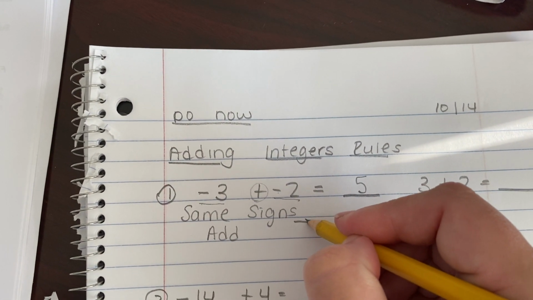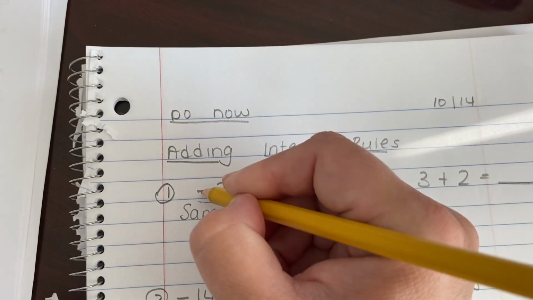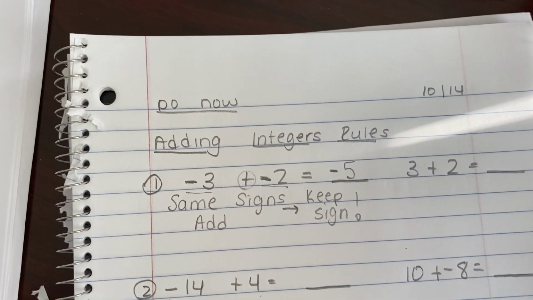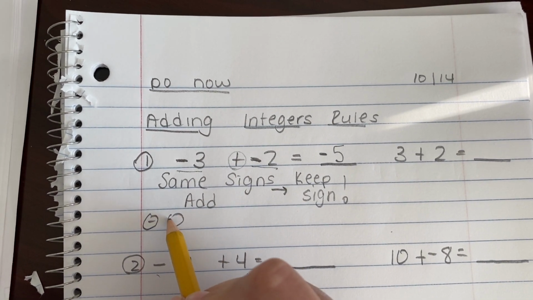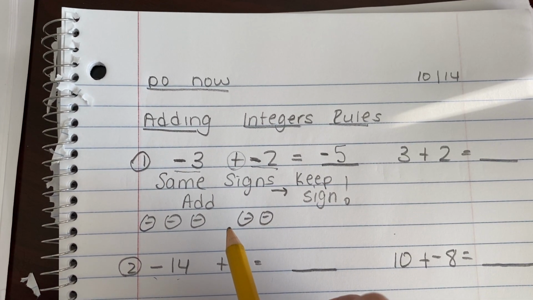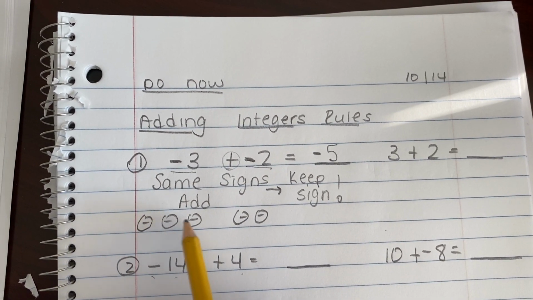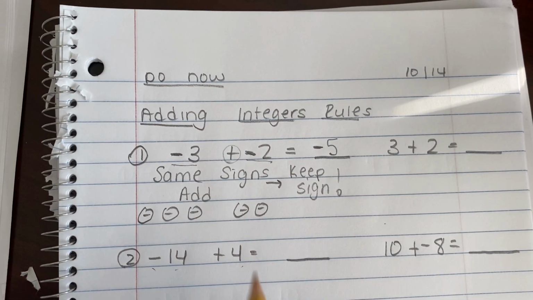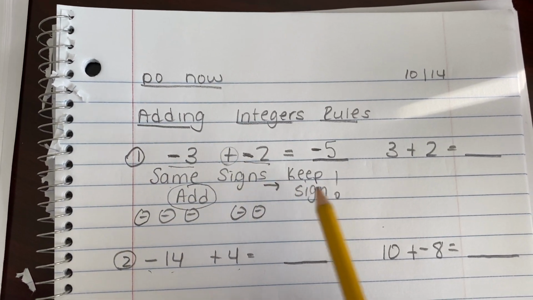And the most important thing is keep sign. So if this is a negative, and this is a negative, this is a -5. If you go back down, if we drew out 3 negative tiles and another 2, we can't cancel out. Okay, if we draw out our negative tiles, do that now, we have 1, 2, 3, 4, 5. There's no cancellation. So that's why we have to keep that. So make sure you have right now same signs, we add, and we keep the sign.